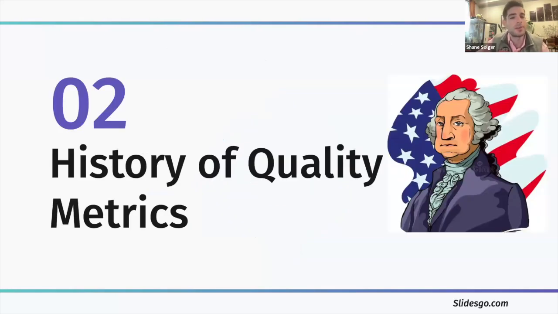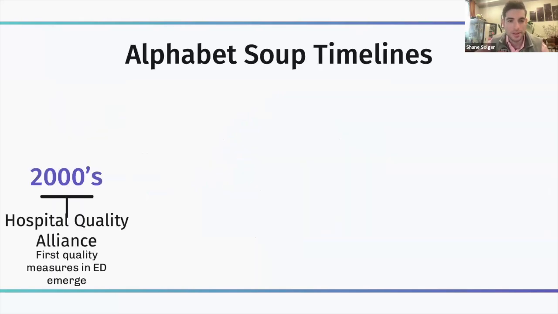So, to understand where we are now, we'll briefly discuss how we got here. In the early 2000s, the Hospital Quality Alliance began measuring markers for quality around disease processes like heart attacks, CHF, stroke, and pneumonia. One example that we're familiar with is the percentage of patients who made it to PCI within 90 minutes of their hospital arrival.